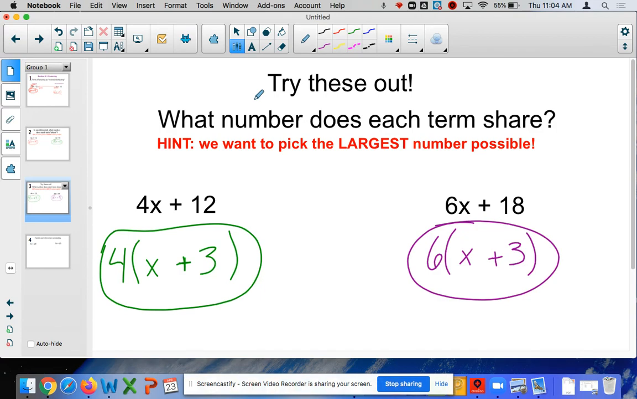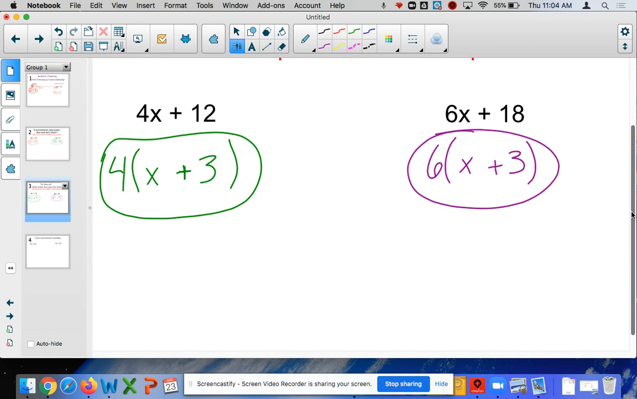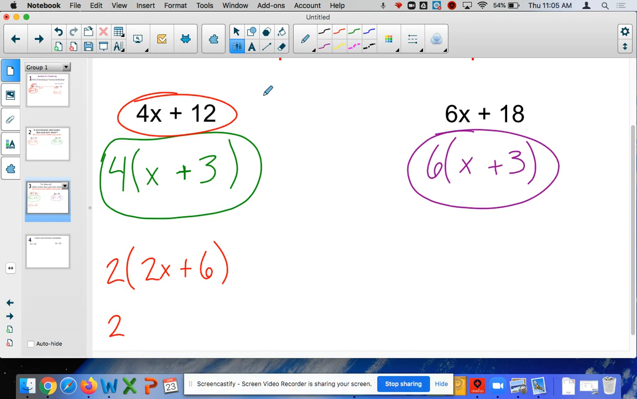Now, like I said, I wanted to pick the largest number possible. And here's why I want to pick the largest number possible. Because if I look at this example here, this 4x plus 12, and I say, yeah, let's factor out a 2 instead. 2 times what gets you 4x? That's a 2x. 2 times what gets you 12? That's a 6. I can factor even more because there's something that a 2x and a 6 share, and that is a positive 2. So I've got that 2 on the outside, and I've got another 2 in here.